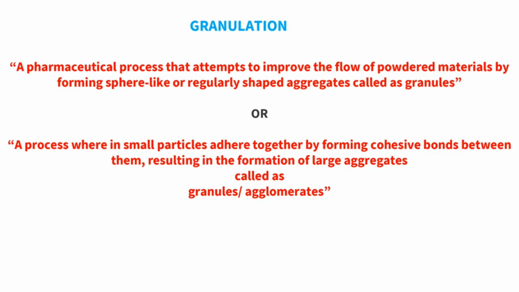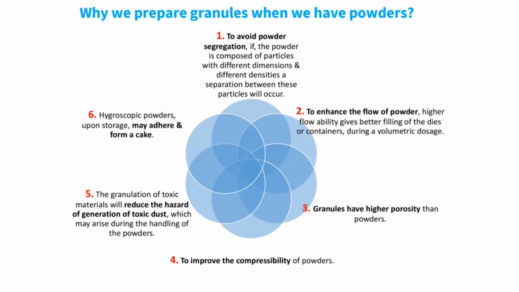Granulation is a pharmaceutical process that attempts to improve the flow of powdered materials by forming sphere-like or regularly shaped aggregates called granules, or a process wherein small particles adhere together by forming cohesive bonds between them, resulting in the formation of large aggregates called granules or agglomerates. Why do we prepare granules when we have powders?